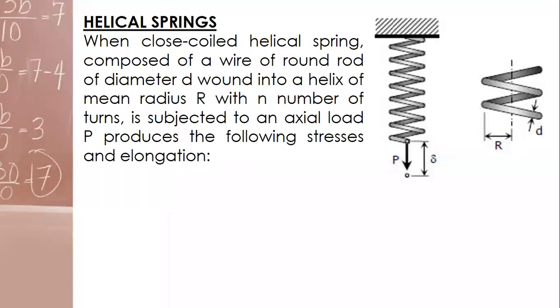So, the other material subjected to torsion is a helical spring. Why torsion? If you imagine this P acting here, this portion, originally if it is all horizontal, this member goes downward, while this one goes upward. So this portion here undergoes twisting. I hope you can imagine it.